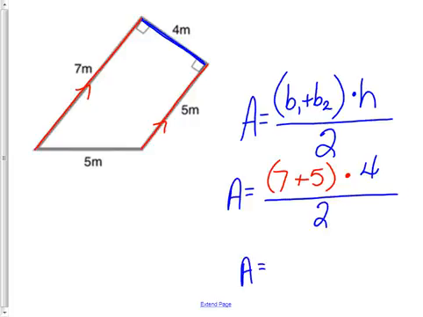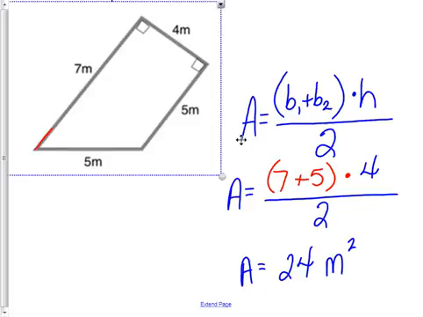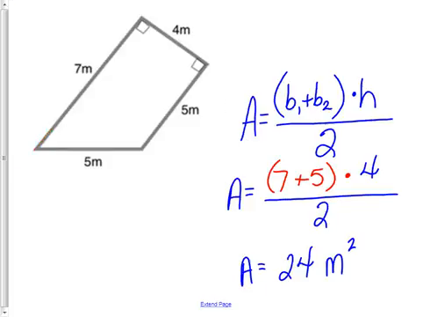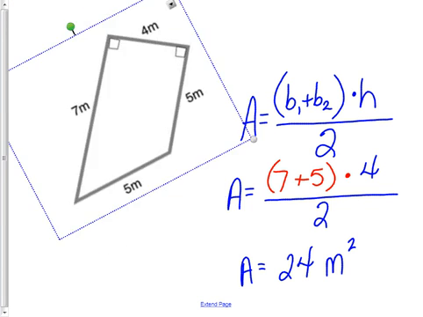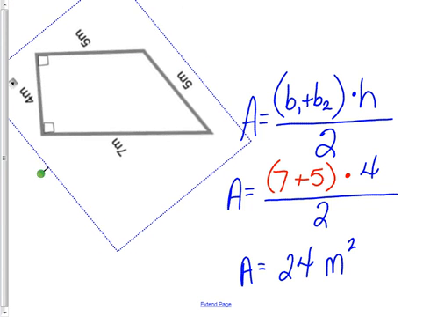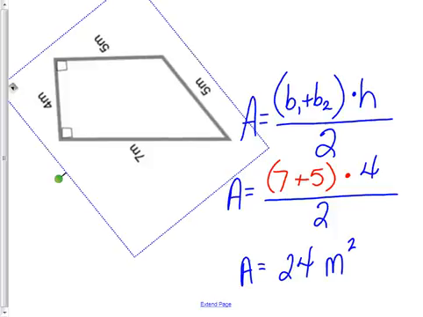So my area is going to be 7 plus 5, which is 12, times 4 is 48. 48 divided by 2 is 24, and it's going to be square meters. So my area is 24 square meters. Now again, going back and taking a quick look at this, if I were to rotate this particular trapezoid, it might be a little easier to see base 1 and base 2 if I turn it like that.